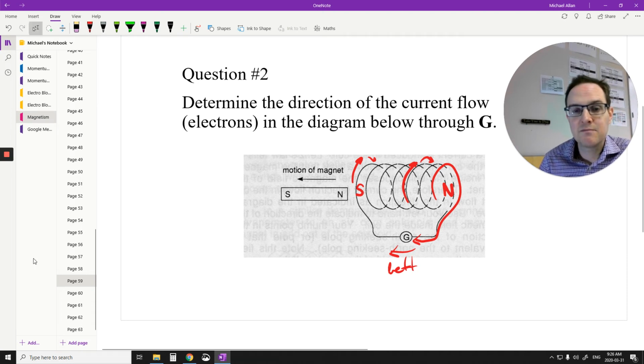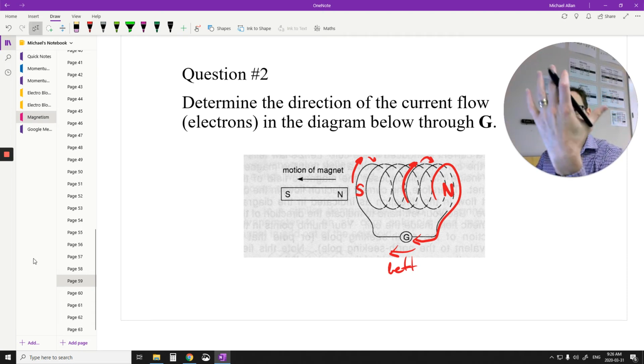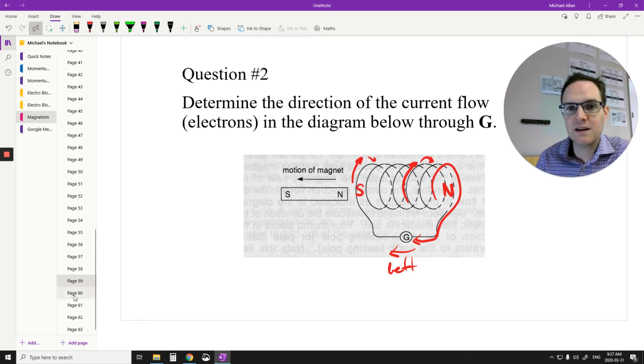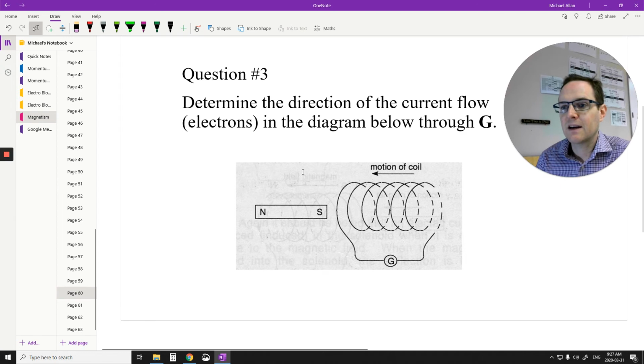All right. So these are pretty easy. You're just using your hand rule, the second hand rule, after you determine where the north and the south of the electromagnet is, so the solenoid, then you can determine which way the current is flowing based on your finger motion.